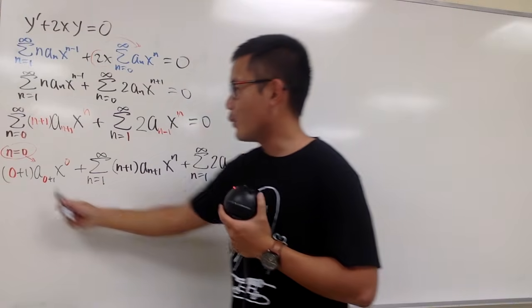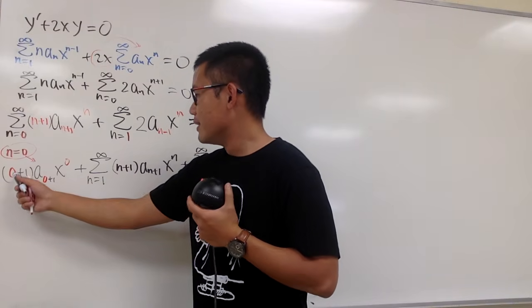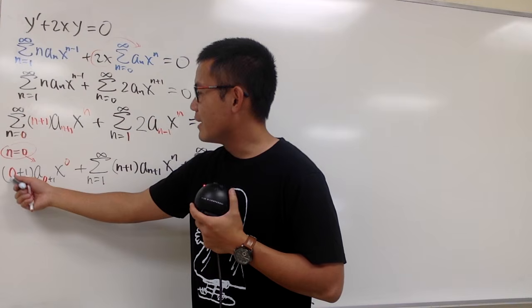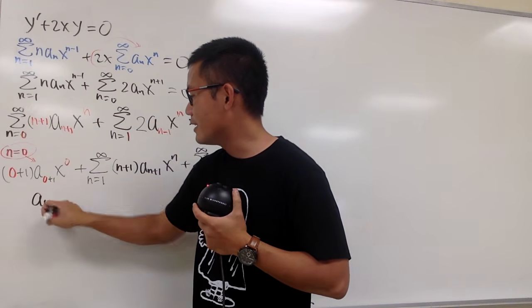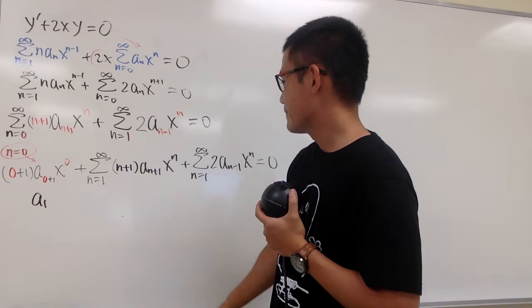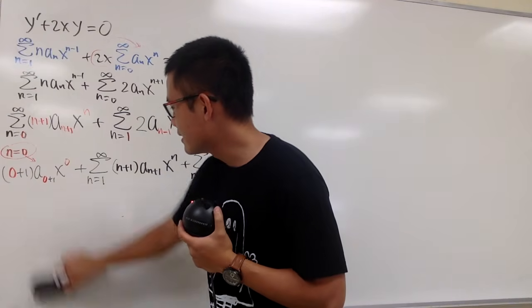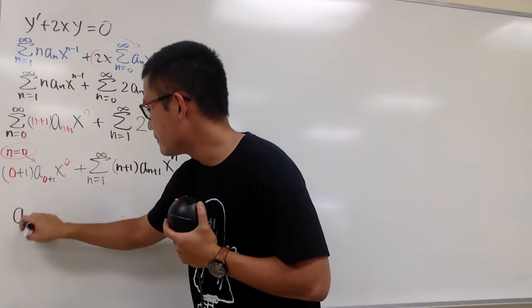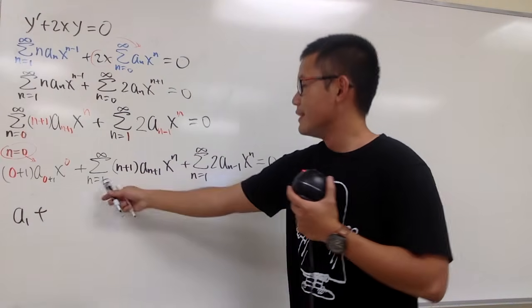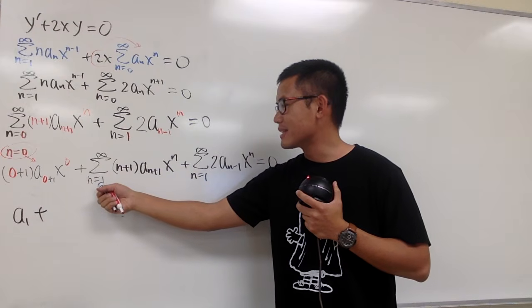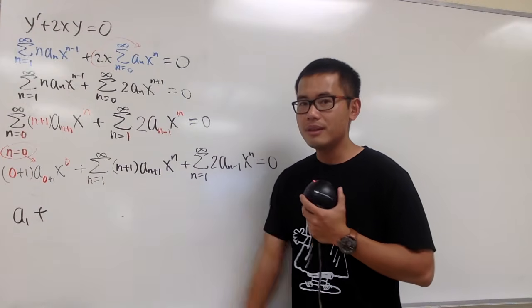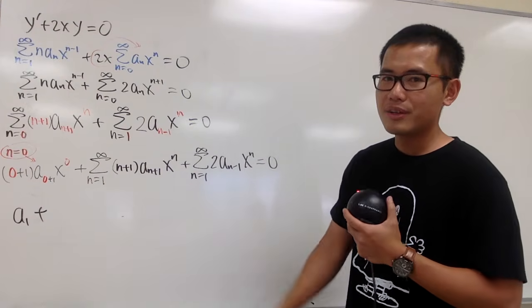Okay, so what is this? This is just 0 plus 1, which is 1, times a1, right? So this is just a1, isn't it? Let me write it down like this. This right here is just a1. And now this and that, because in the sigma notation they have the exact same starting n value and also the same ending value, we can put them together.